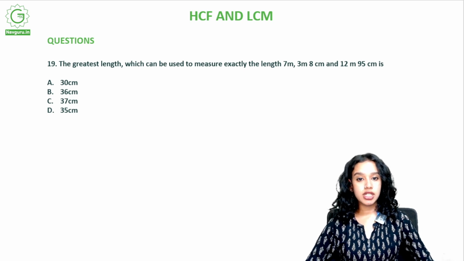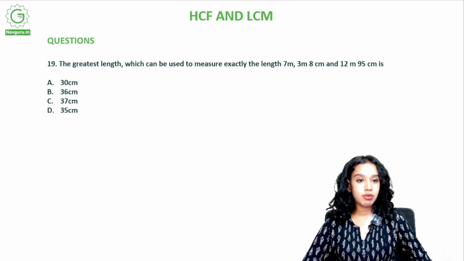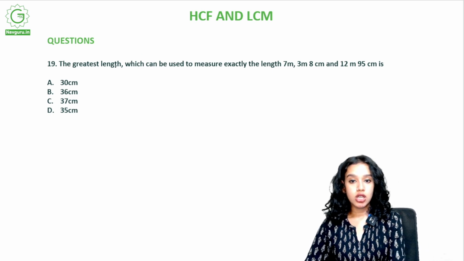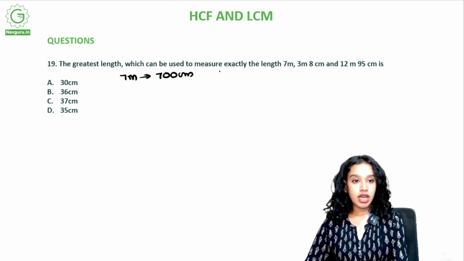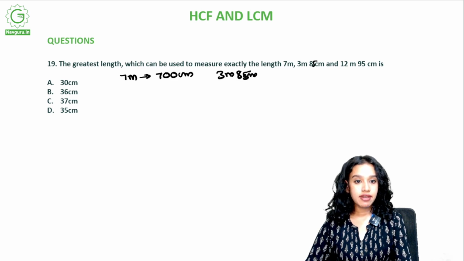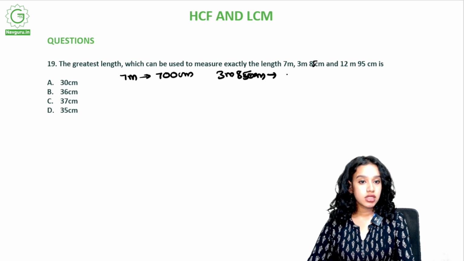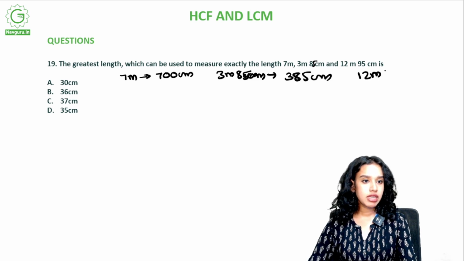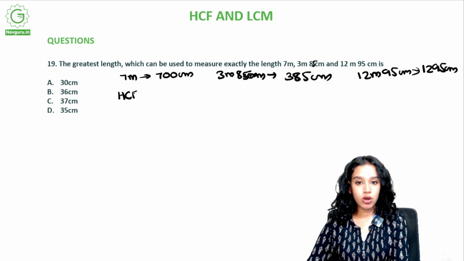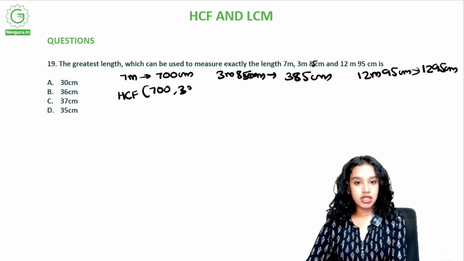The greatest length which can be used to measure exactly the lengths 7 meter, 3 meter 85 centimeter and 12 meter 95 centimeter is. So we have 7 meter, which is equal to 700 centimeter. 3 meter 85 centimeter is equal to 385 centimeter. Now we have 12 meters and 95 centimeters, which is equal to 1295 centimeter.